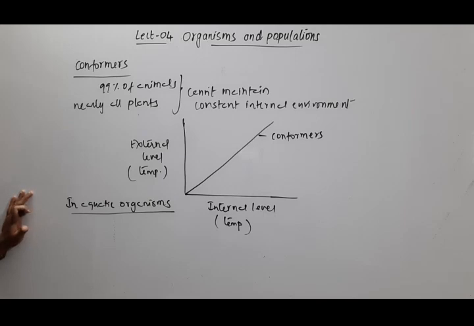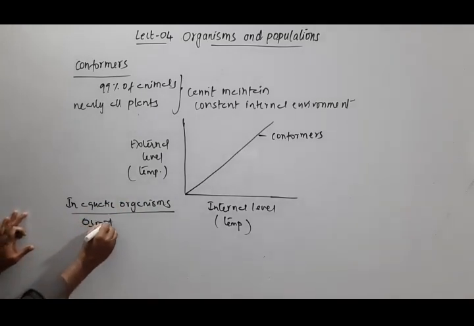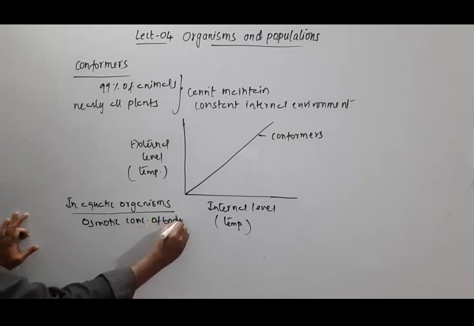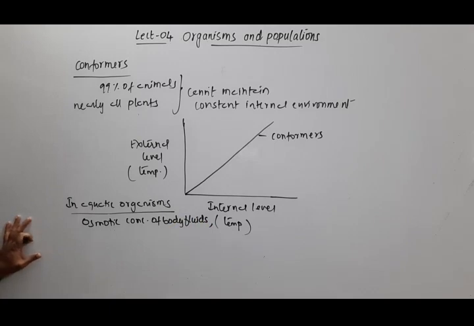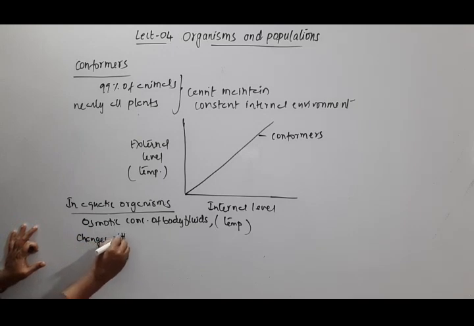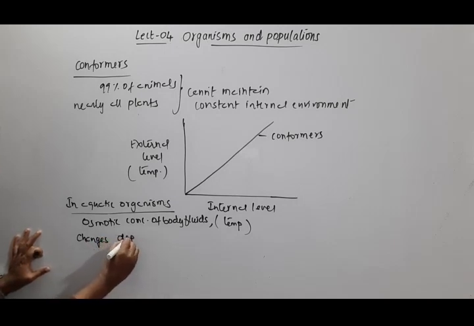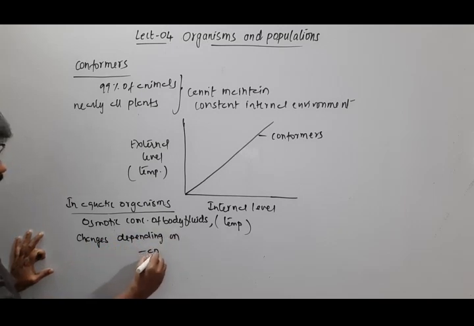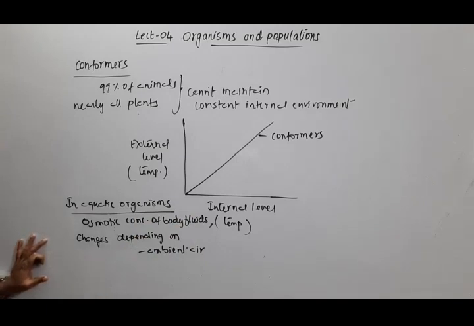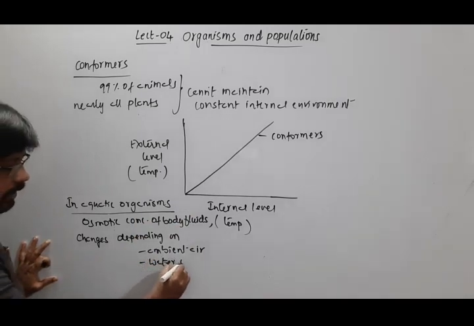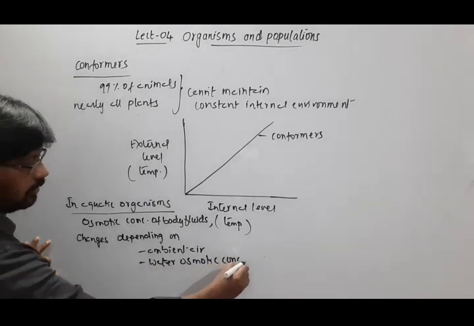Okay, so in aquatic organisms, what happens is the osmotic concentration of the body fluids changes depending on the ambient air, meaning the air that surrounds that organism, and the water osmotic concentration.